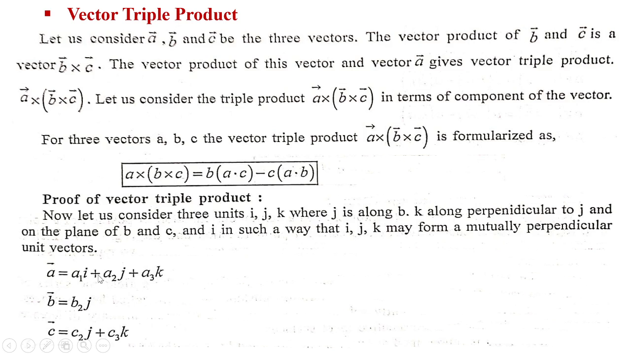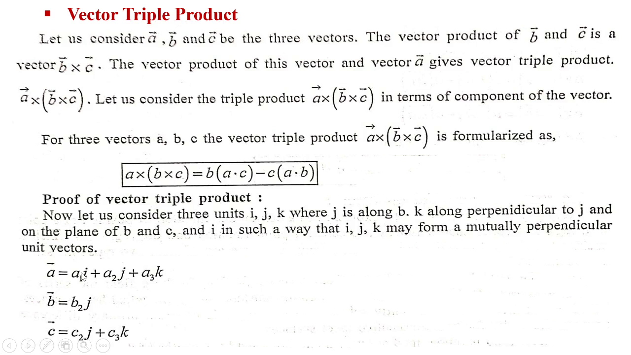So B bar cross C bar equals, in determinant form, the determinant of I, J, K, and so on for B bar cross C bar.